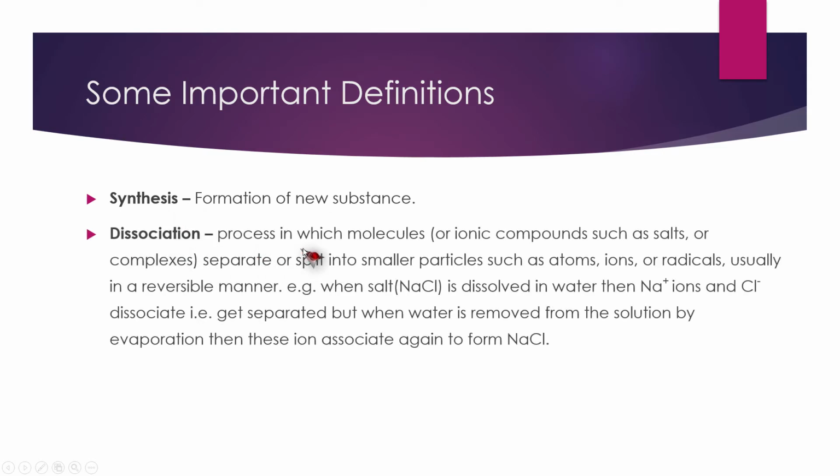Dissociation. It is a process in which molecules or ions of a compound, such as salts or complexes, separate or split into smaller particles, such as atoms, ions, or radicals, usually in a reversible manner. In simple words, some molecules or ions of a substance separate out under certain circumstances, but they meet again whenever these circumstances reverse. For example, common salt, which is sodium chloride, is dissolved in water, then sodium ions and chloride ions dissociate, means separate out.